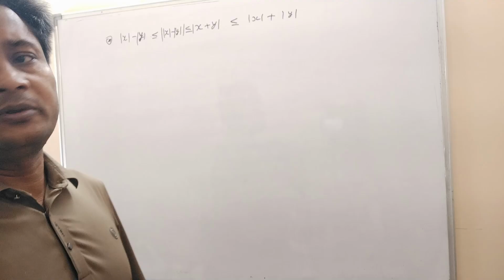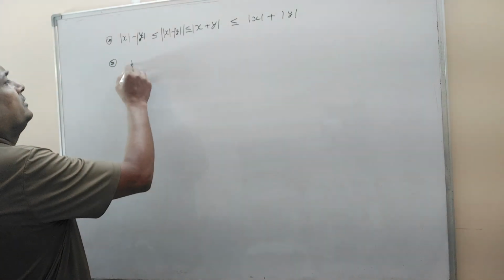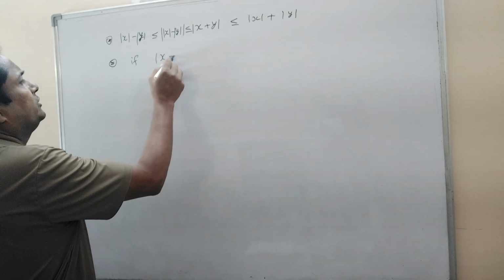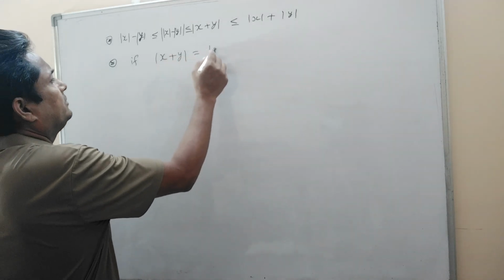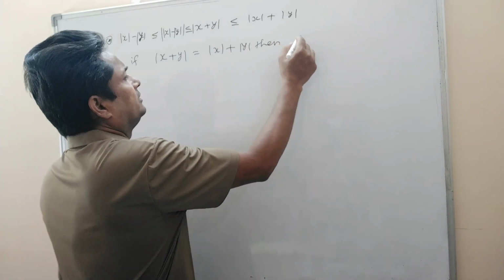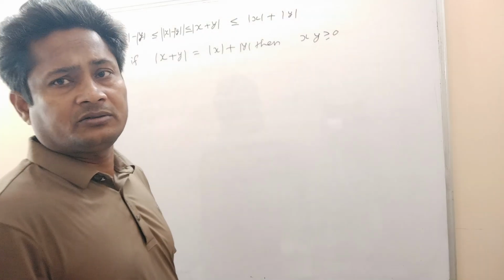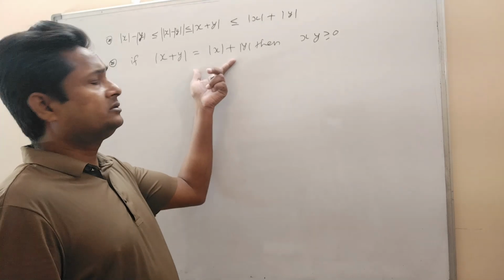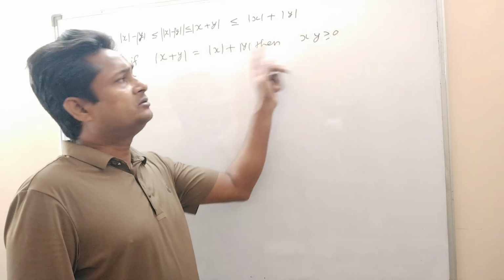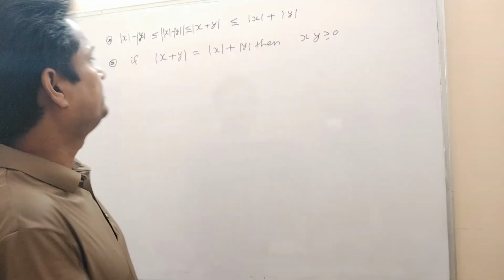I told this property, and next property was what? If mod of x plus y is equal to mod x plus mod y, then xy must be greater than or equal to 0. To solve this equation, you have to solve only this one, x into y greater than or equal to 0.